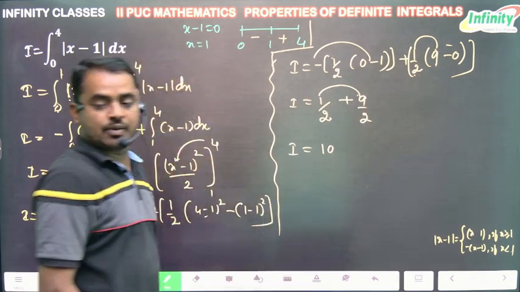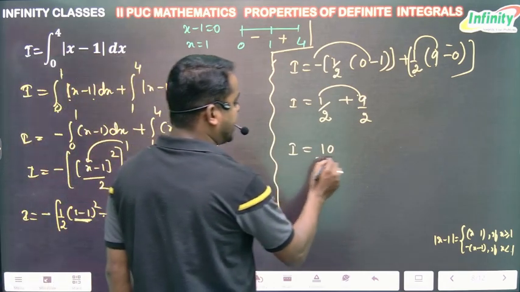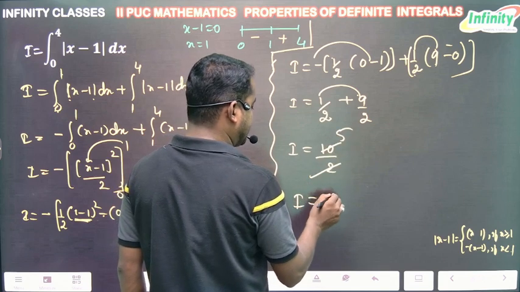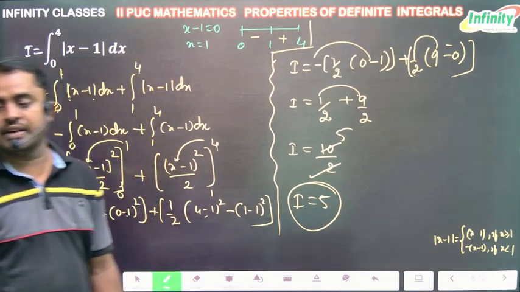1 plus 9 will be what? 10, denominator is same, that is 10 by 2, 2 ones are 2, 5s are 10, that is I is equal to what? 5. Pause the video and note it down.